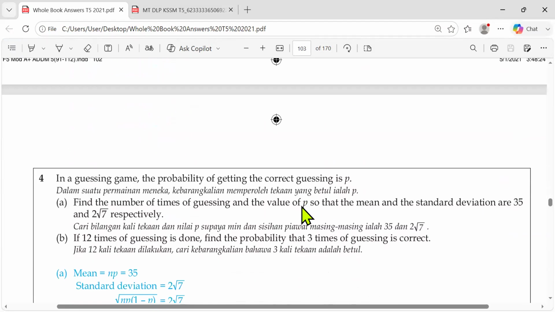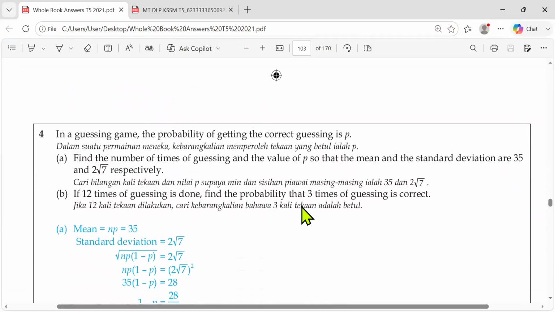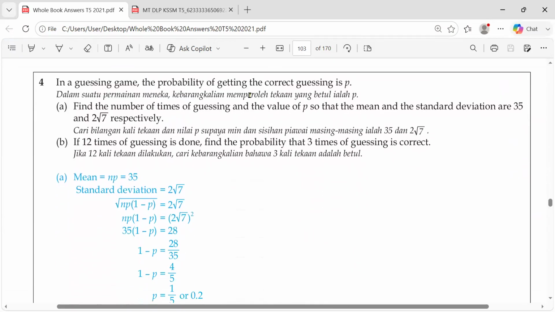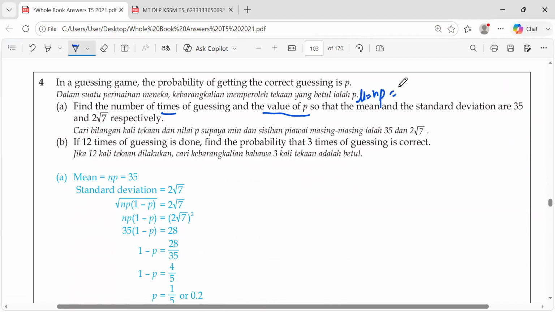Okay, next. The probability of getting the correct guess. So P is P. Find the number of times of guessing and the value of P, if the mean is 35 and the standard deviation is 7. So you just substitute the information, your values, into the question.